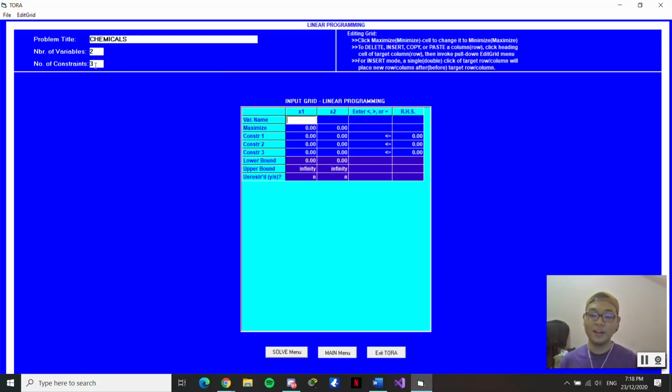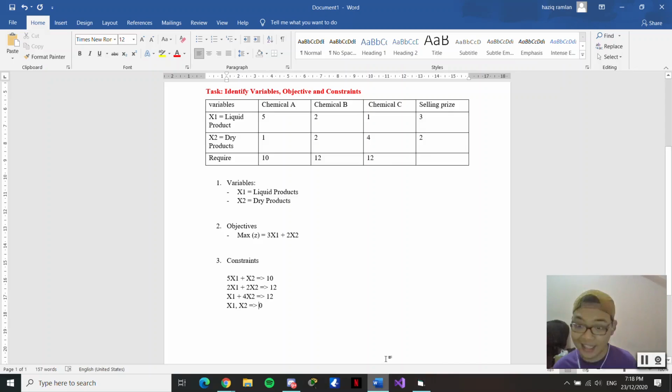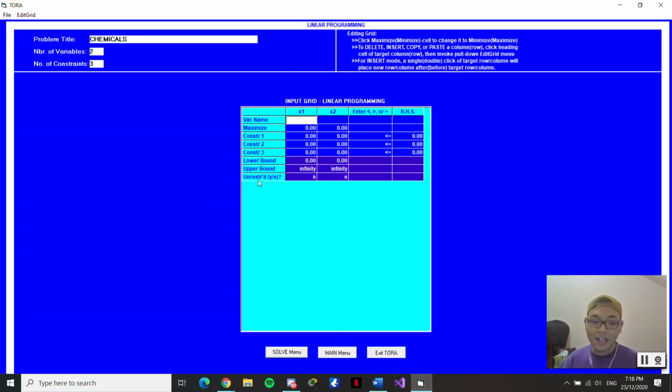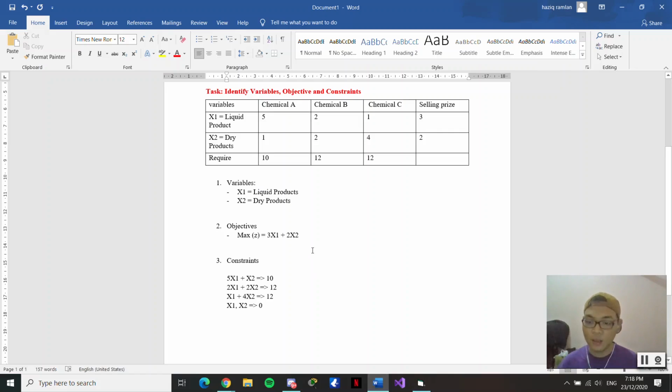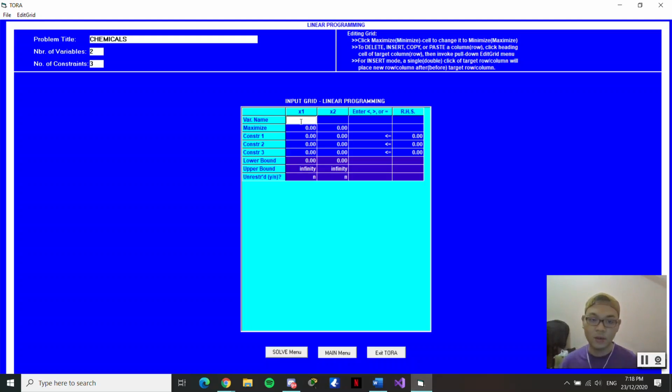The first thing is that for x1 and x2, we are going to put the variable names. Gladly, we already have x1 and x2. We're going to put liquid products and dry products over here. Like in the task that we did, x1 is liquid products and x2 is dry products. So I'm just going to put it here, liquid and dry.